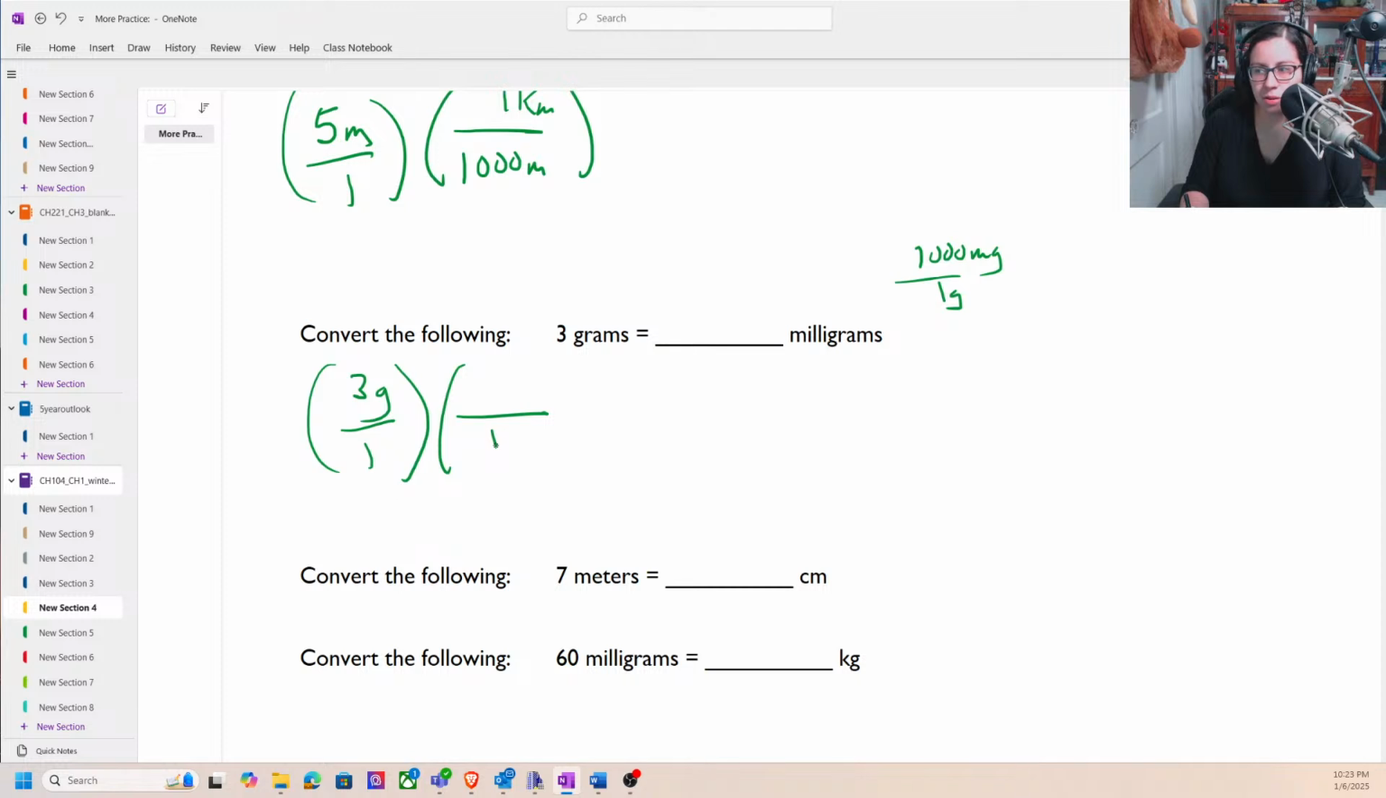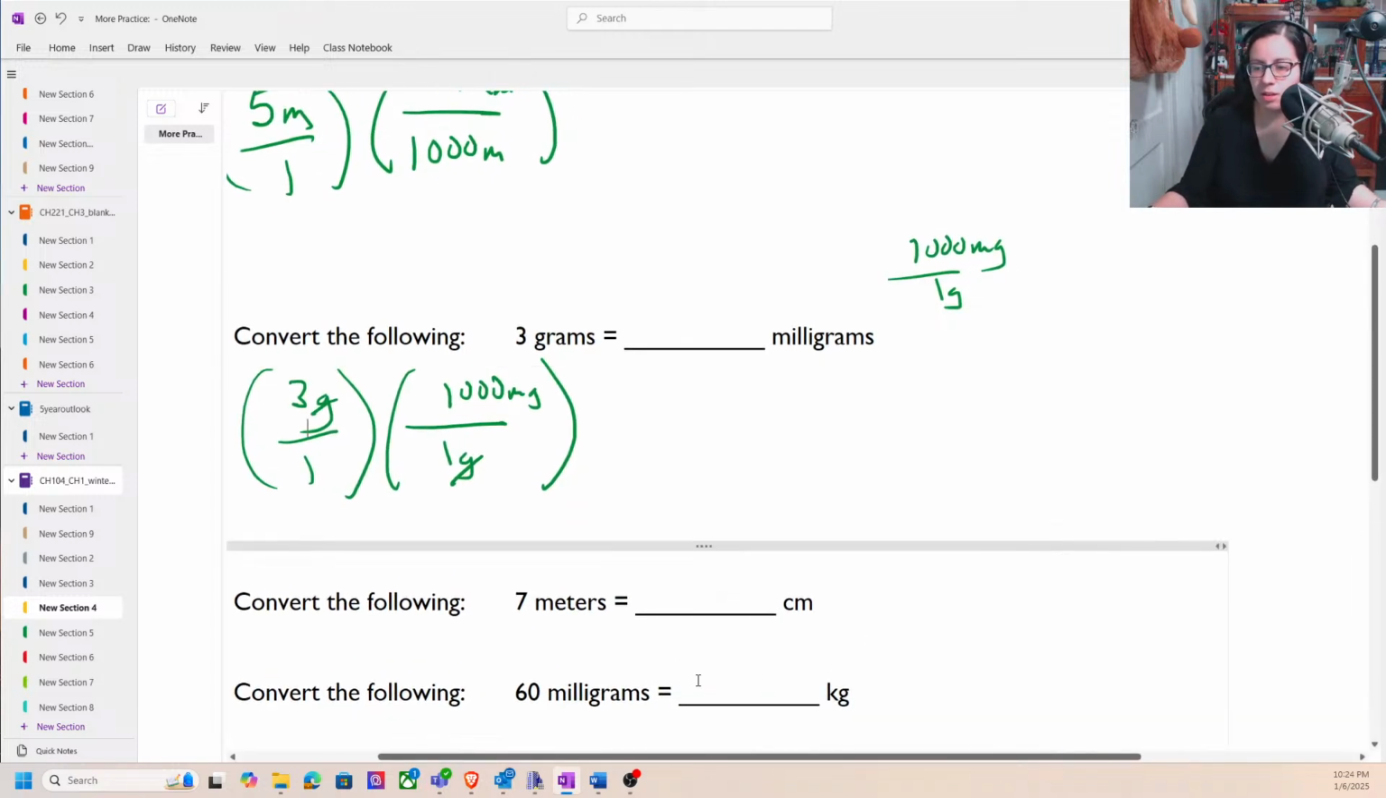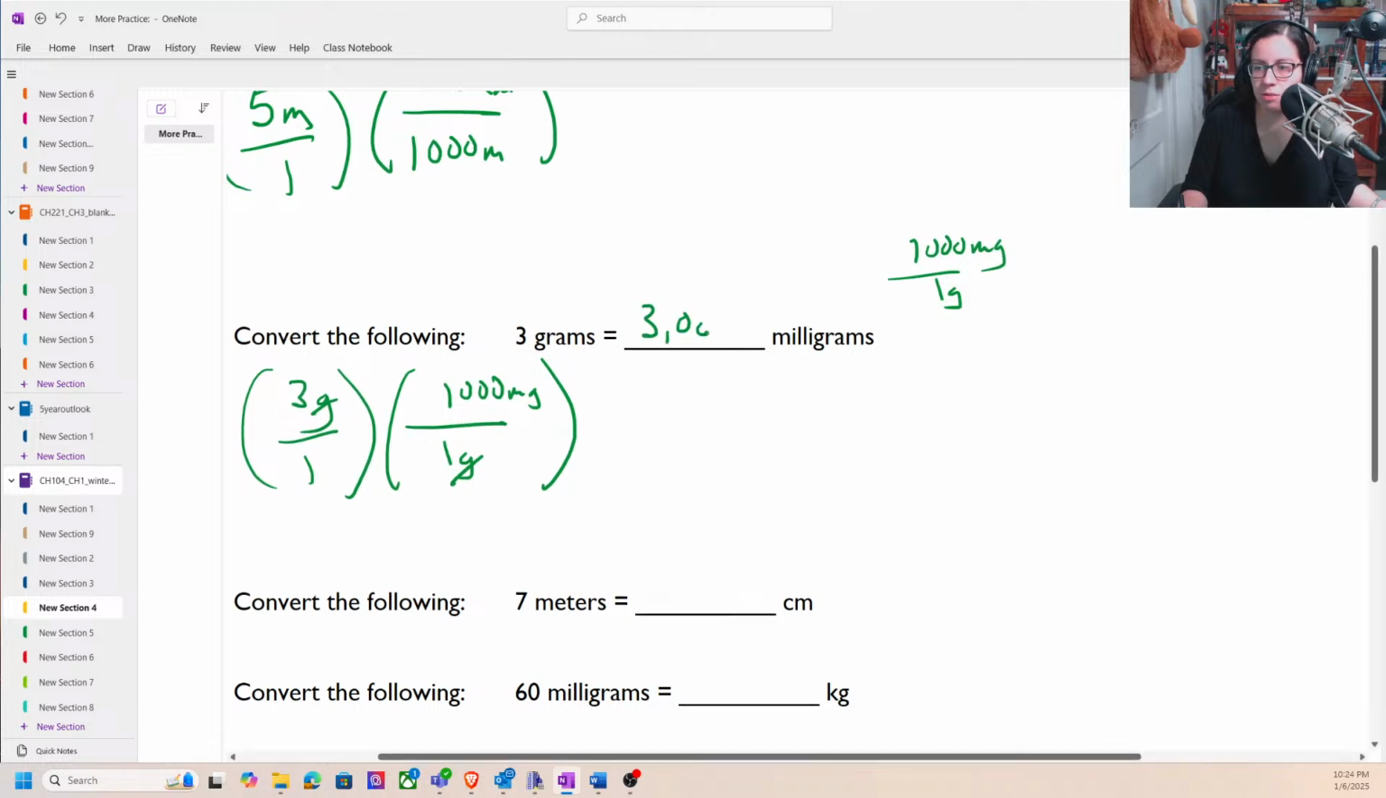So now let's plug this conversion factor in. Notice how grams cancels out, leaving us with our desired unit of milligrams. And then this one's easy enough. I don't think we need the calculator. So then we get 3,000 milligrams.